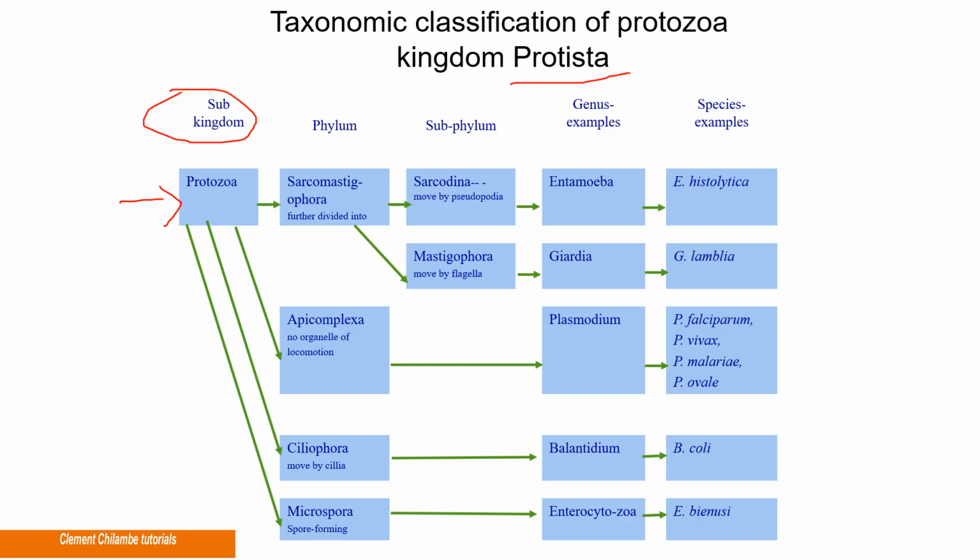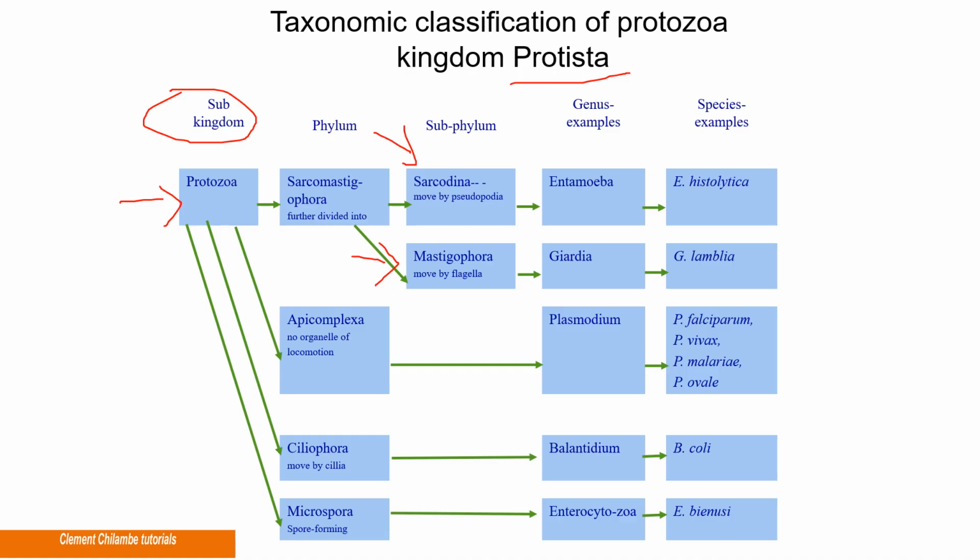Under Sarcomastigophora, it can be divided into two subphyla: the Sarcodina and the Mastigophora. The Sarcodina move by pseudopodia, and the Mastigophora move by flagella. And under the Sarcodina, this is where we have examples. The genus example is Entamoeba.